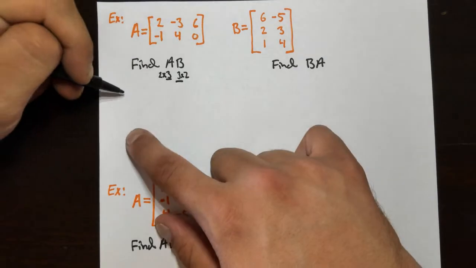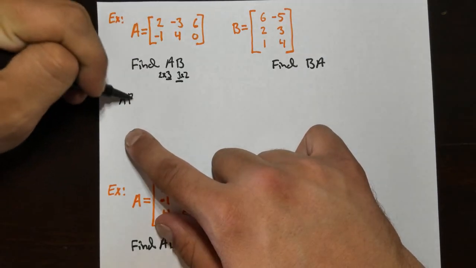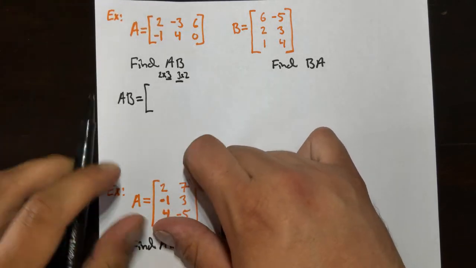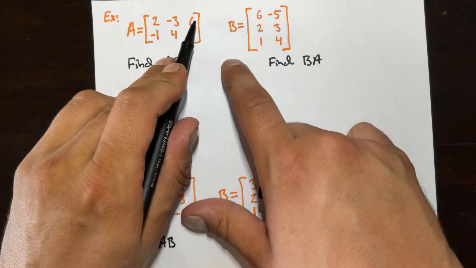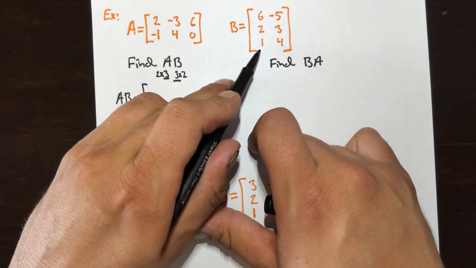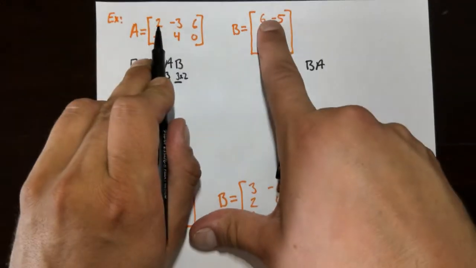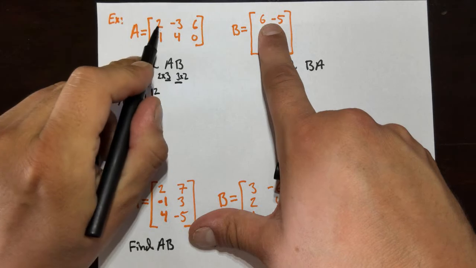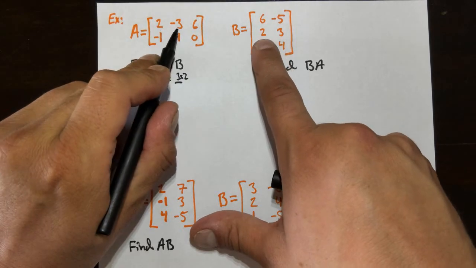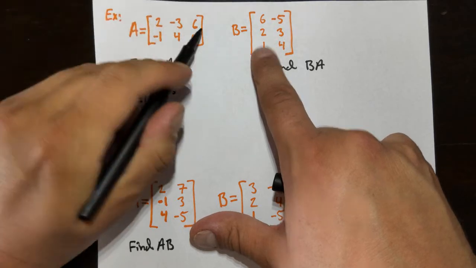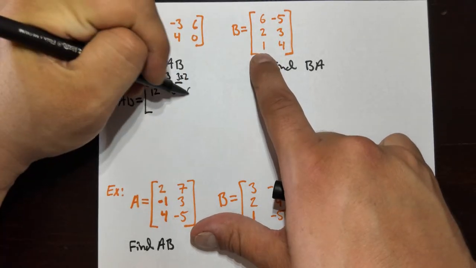So AB is equal to, this is what we're going to do. We're going to take the top row and multiply it by the left column. So 2 times 6 is 12. Negative 3 times 2 is negative 6. And 6 times 1 is 6.